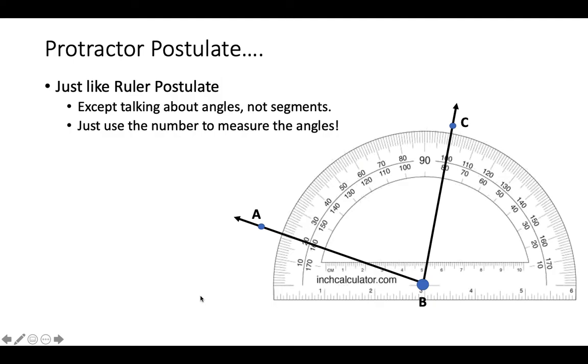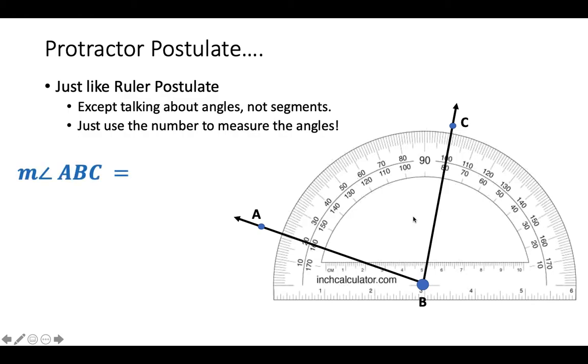Okay, protractor postulate, this isn't a big deal, but we're still talking about angle addition. So if I'm trying to find the angle right here, what I need to do is measure it. But I'm not measuring it from 0, right? I'm measuring it from 20 to 140. Well, how do I do that? Well, it's just like our one-dimensional distance.